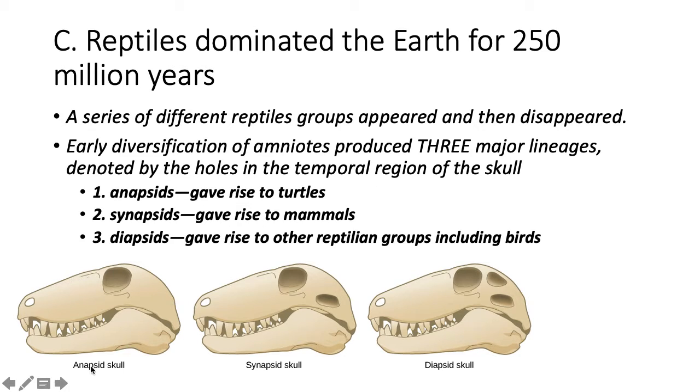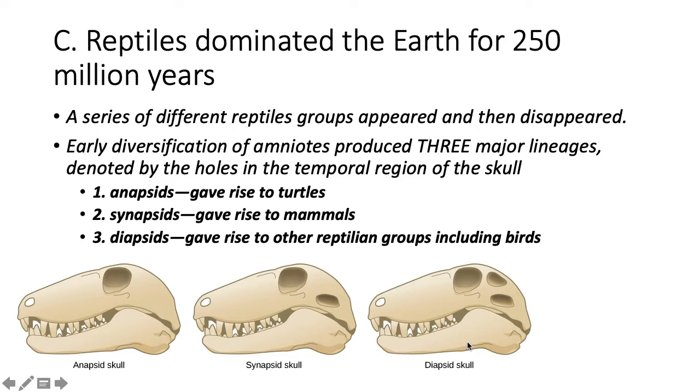So here we have a skull, the anapsid, and that's the orbital socket, and there are no holes behind it. So anapsid, no holes. Synapsids have one hole behind the eye socket, and synapsids are going to be responsible for the mammals. Eventually they're going to give rise to the mammals.